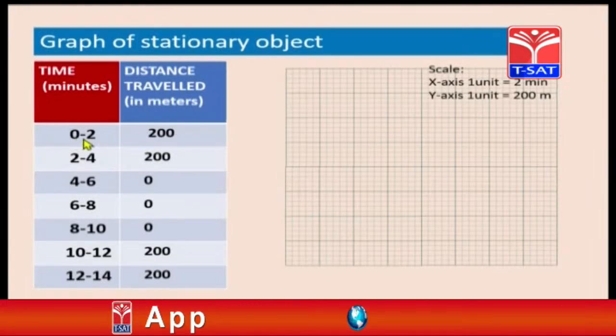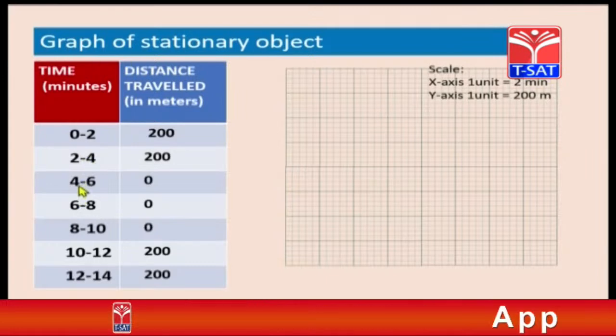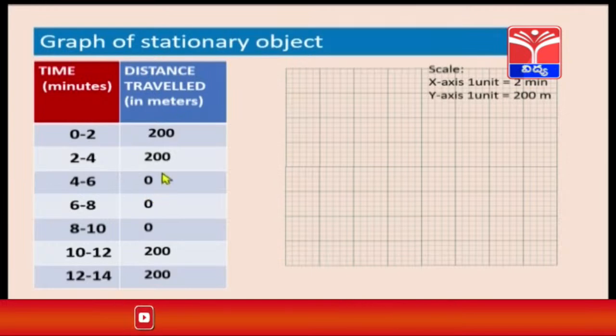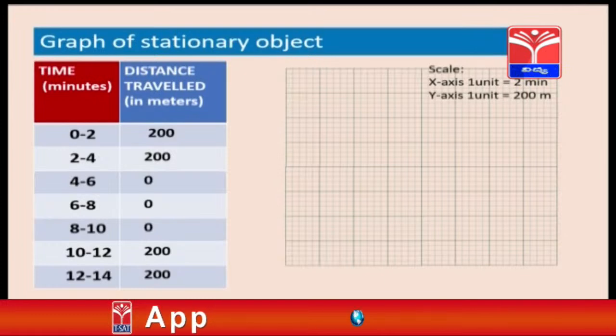For the first 2 minutes the object covers 200 meters, and in the next 2 minutes the object covers another 200 meters. But you can observe here in the third 2 minutes, that is from the 4th minute to the 6th minute, it covered zero distance. It means what? The object is at rest. The object is in a stationary state. In the next 2 minutes also it covered the distance of 0. It means it is at rest only.